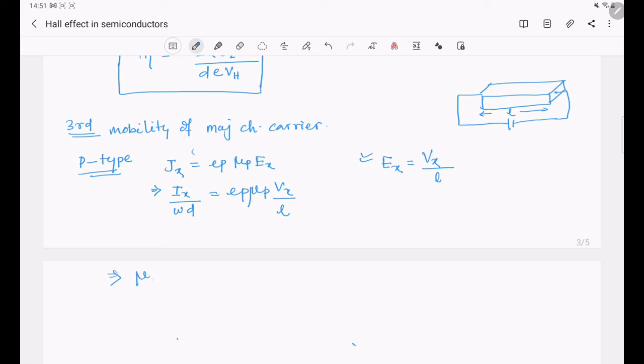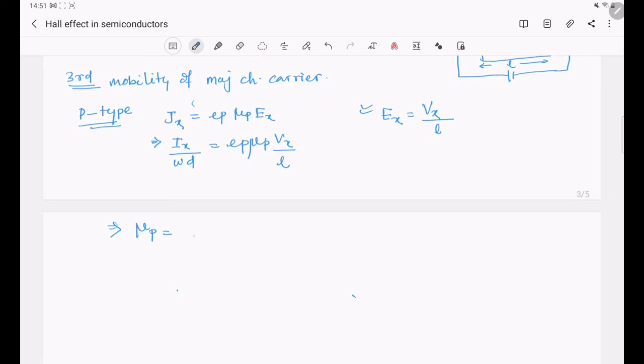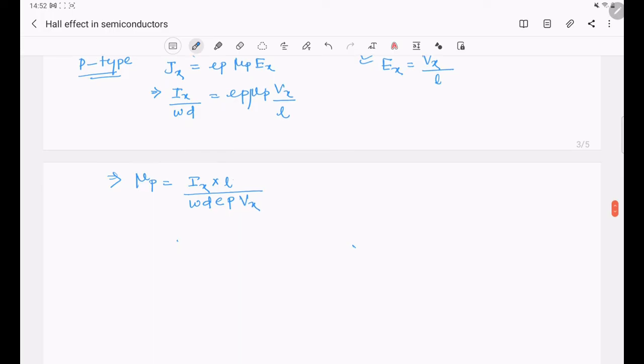Now I am interested to find the expression for the mobility of the majority charge carrier. Here it is mu p, which will be equal to Ix into L divided by W into d into e into p into Vx. See, everything is known to you. L, W, d are the dimensions of the semiconductor block supplied. e is equal to 1.6 into 10 power minus 19, p is the concentration of holes, Vx is the voltage supplied, and Ix is the current. All these things are known, so from there you can calculate the mobility of holes.